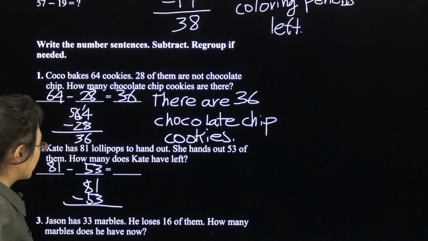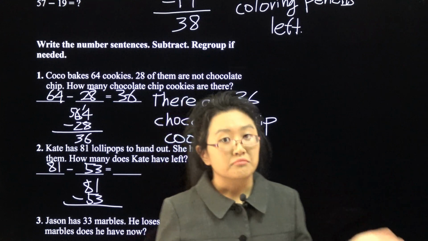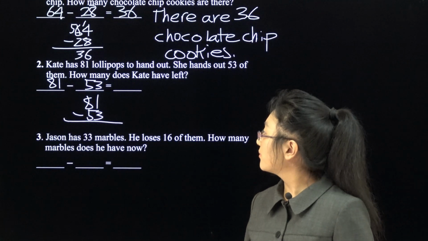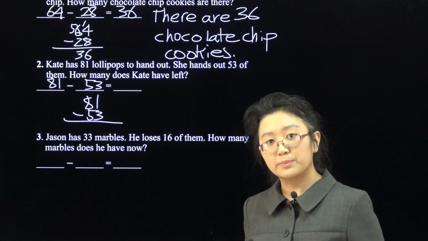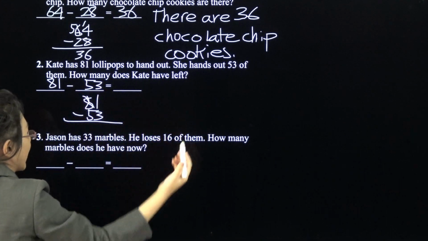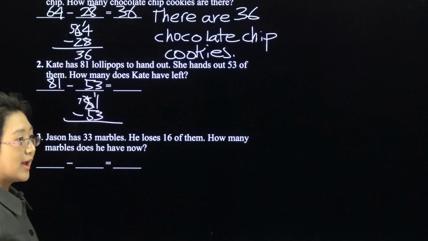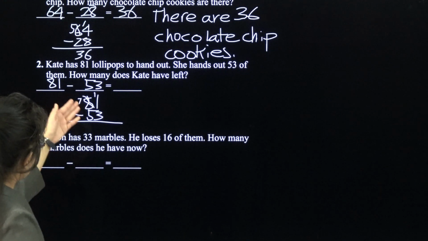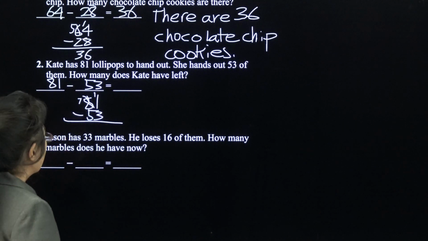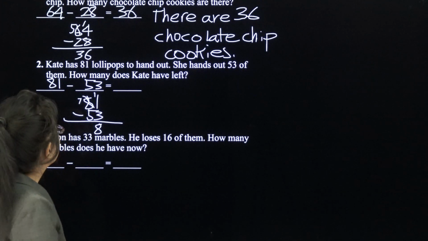Oh, look, for ones, we have 1 minus 3. Does that work? No, we can't do that. So, what are we going to do? Well, regroup. So we take 1 ten from the 8 tens, and it becomes 7 tens. And then 1 ten and 1 is 11. That's 11 minus 3 now. Does 11 minus 3 work? Yes. We get 8. Okay, now the ones place is done.